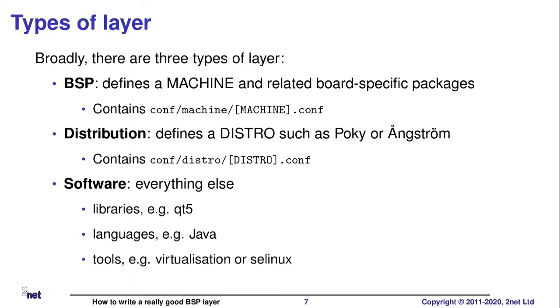You will notice there is another possibility, which is that you could have both a machine and a distro. And there's nothing in OE to stop you doing that, but if you do that, you're basically broken. So anything which has both a machine and a distro should be ejected immediately and not contemplated.